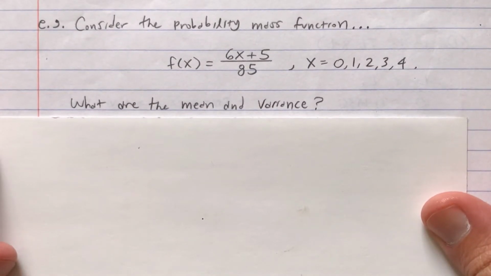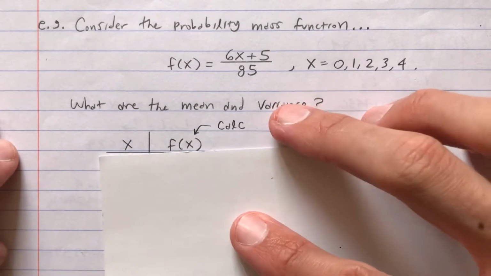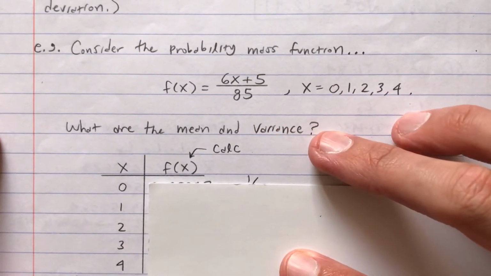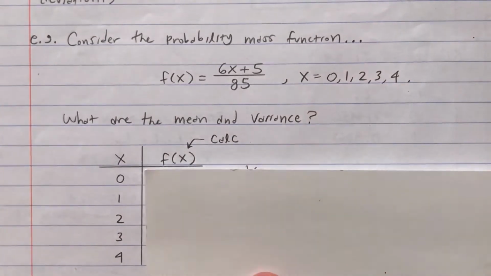Consider the probability mass function. f of x is (6x plus 5) over 85, where x is 0, 1, 2, 3, 4. What are the mean and variance? Okay, I recommend putting together a table. So you will have x versus f of x. How do you find the f of x part?